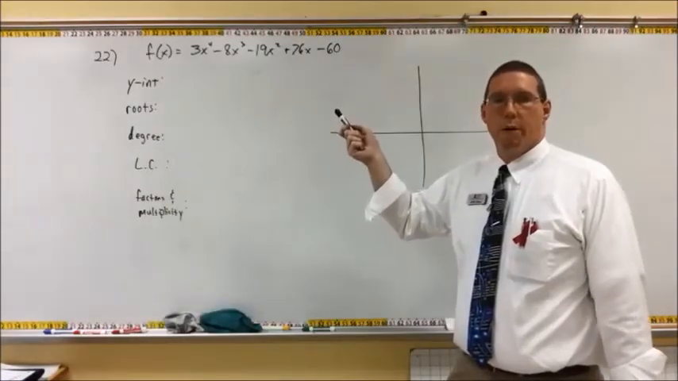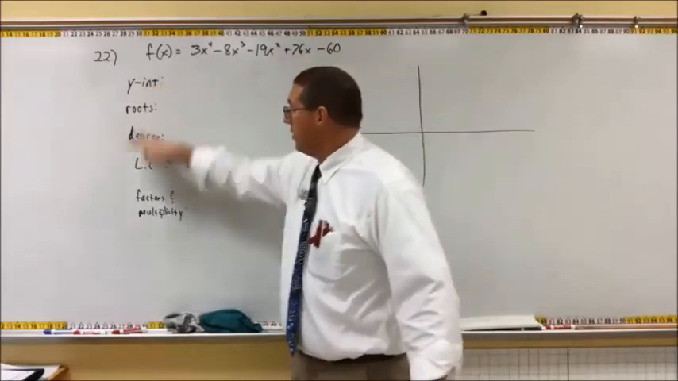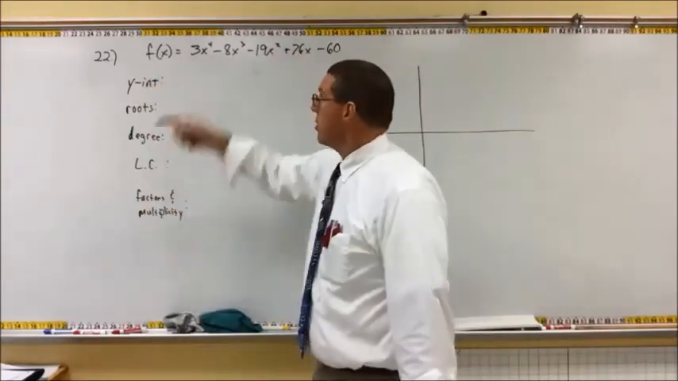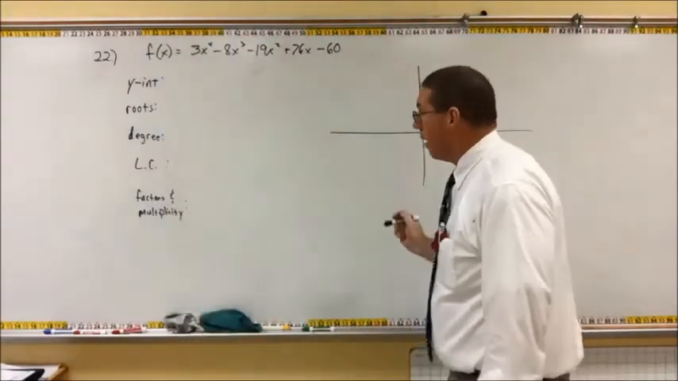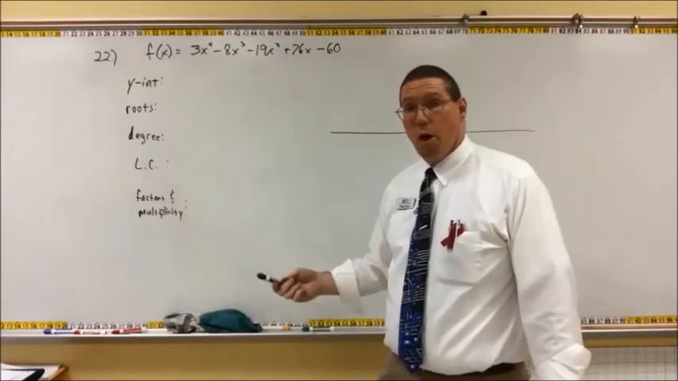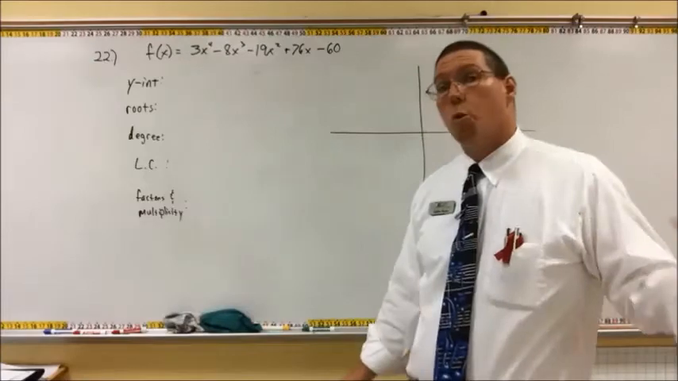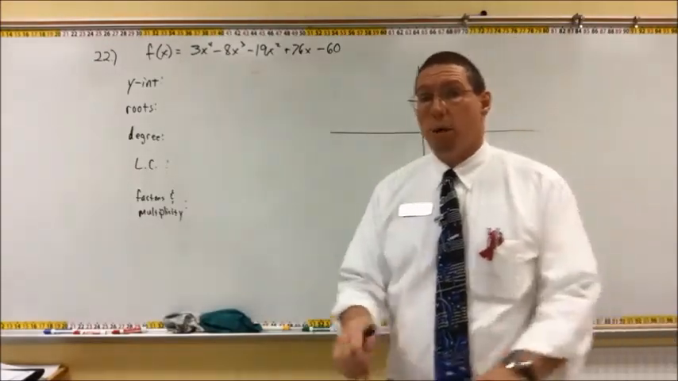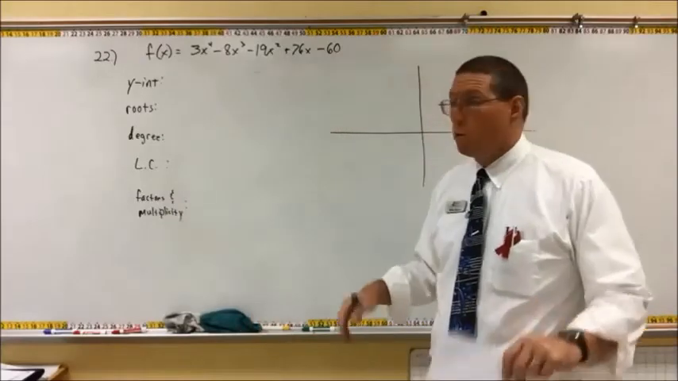Okay, here's question number 22. Question 22 just says, sketch the graph of this function. It doesn't even give you any of this stuff here. It just says, here's a function, sketch the graph. Well, in order to sketch that graph, I'm going to need to find these 5 pieces of information. So basically what we're doing in this question is we're doing question number 20 combined with question number 21. We're doing both of those skills in the same question.